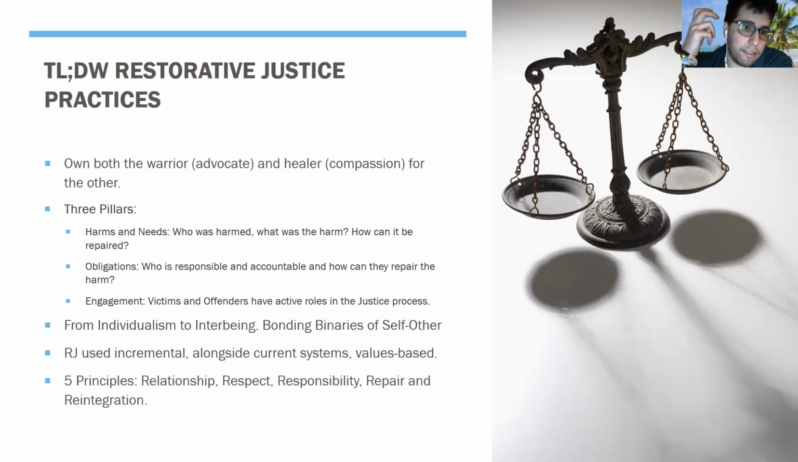And engagement. So victims and offenders, again, have active roles in the justice process. The people that are affected by a crime can be multi-layered, right? Not just the person, but the person's friends, families, coworkers. And again, even the person who committed the crime, you can be curious about what led to that behavior.